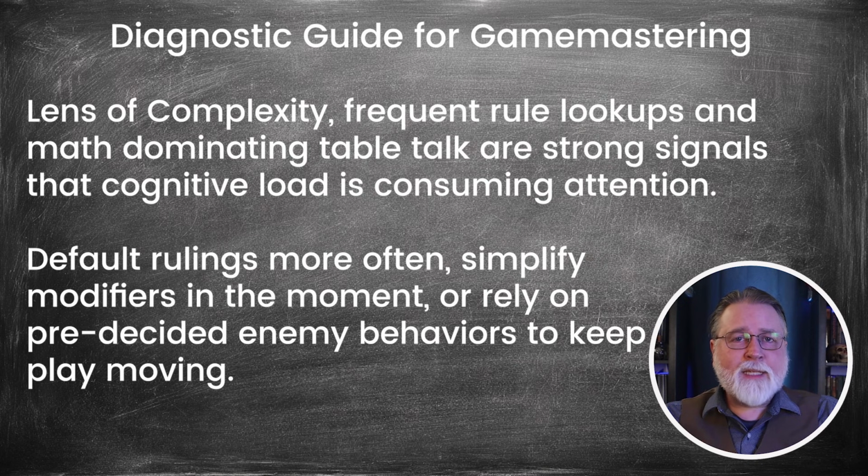With the lens of complexity, frequent rule lookups and math-dominating table talk are strong signals that cognitive load might be consuming attention. In response, a game master might default rulings more often, simplify modifiers in the moment, or rely on pre-decided enemy behaviors to keep play moving swiftly.